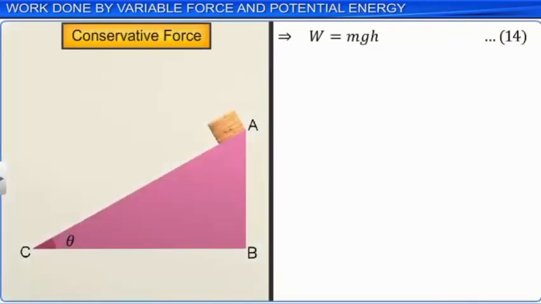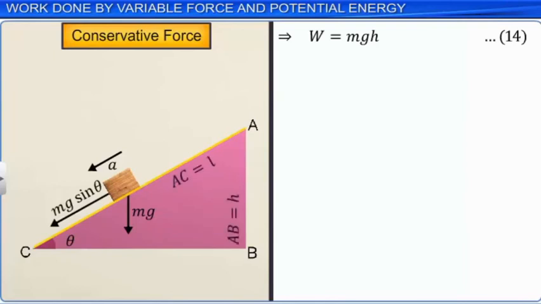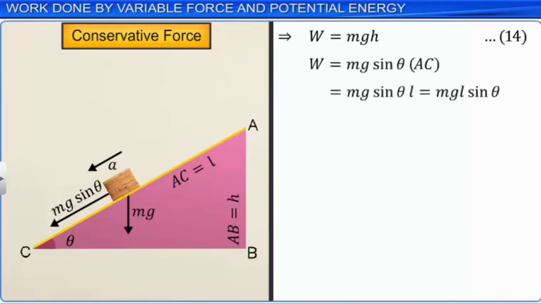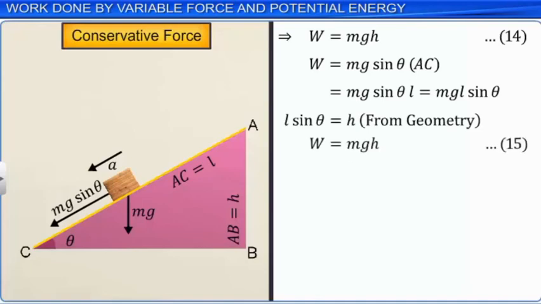When the same box slides down the smooth inclined plane at an inclination of theta with the horizontal, the force acting down along the incline is mg sine theta. The distance travelled by the box is L. And hence, the work done by gravity on it is denoted by the expression W is equal to mg sine theta into L. On simplifying, we get work done as mgh as shown in expression 15.